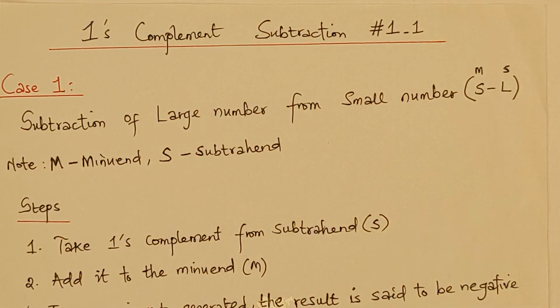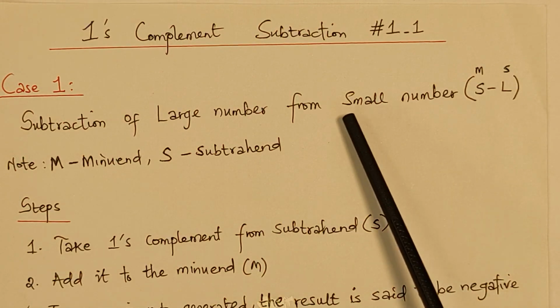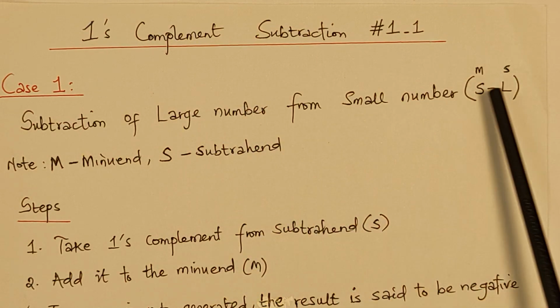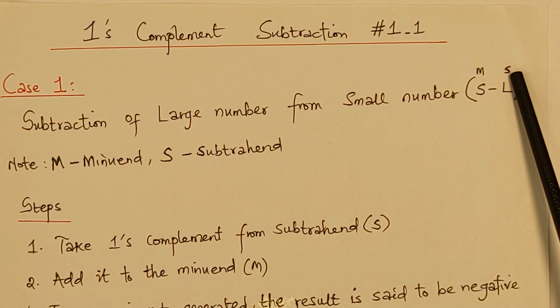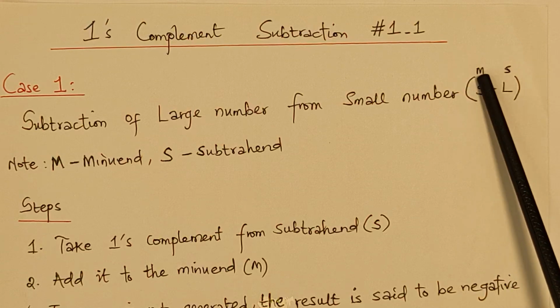Now, we want to look at first complement subtraction, and I will take this with two examples so that you can properly understand this topic. In this first complement subtraction, we have case 1. In my next video, I'm going to do case 2. In case 1, we want to treat a subtraction that has to do with a large number from a small number. So I represented the small number as S and the large number as L. Remember, L will be the subtrahend and S will be the minuend.